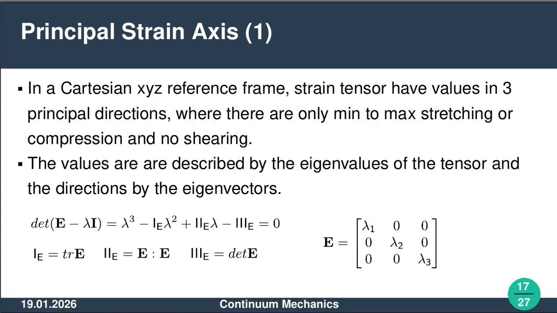So the roots of the characteristic equation are the eigenvalues. The result is a far simpler tensor, as we see on the right side. The diagonal elements are the eigenvalues lambda 1, lambda 2, and lambda 3, and the off-diagonal ones are all zeros.